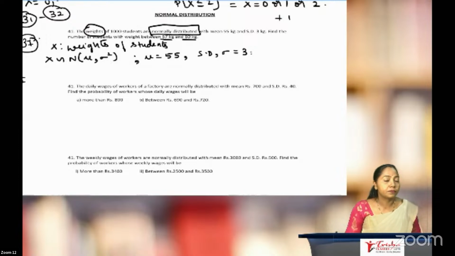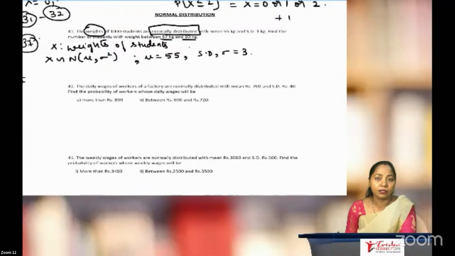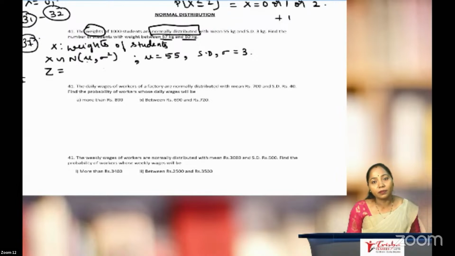Unlike our discrete distributions where we make use of mass functions to get the probability, whenever a continuous distribution is given, we cannot use mass functions to get the answer. We have to standardize the normal distribution and then find the probability with the help of the normal distribution table and the curve. So let us write the standard normal variate Z. This carries 1 mark. What is the formula? How do we standardize a normal variable? What is the formula for Z? Are you tired, dear students? What is Z?